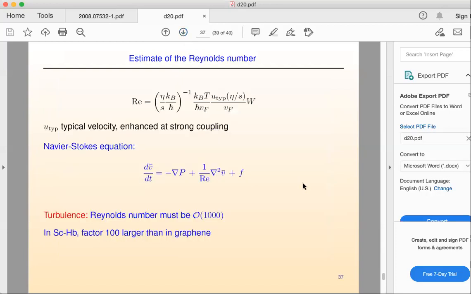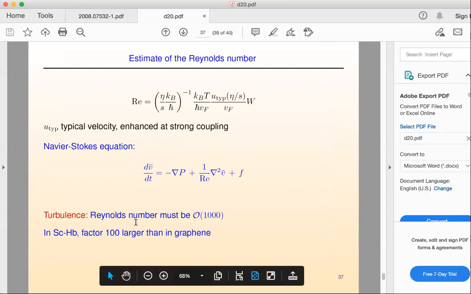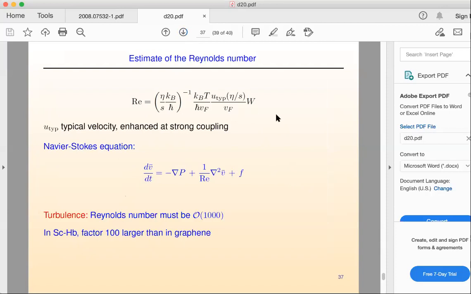Okay, and to conclude, what we also did is to evaluate the Reynolds number for this material. What we can actually claim is that in this new material, the Reynolds number would be a factor 100 larger than in graphene. So there's even a chance that there might be some turbulent behavior, formation of vortices or something like this, happening there.